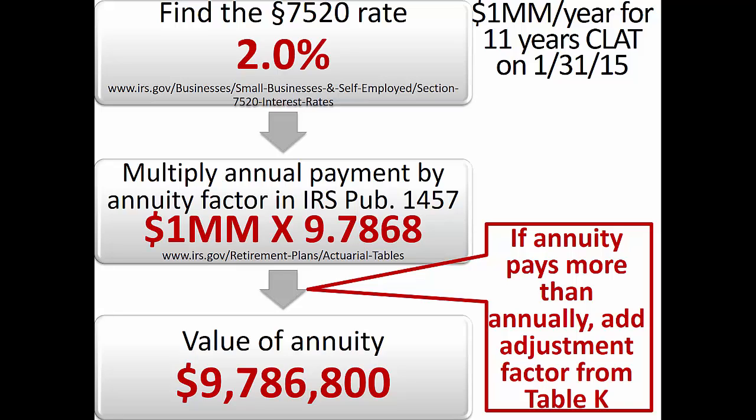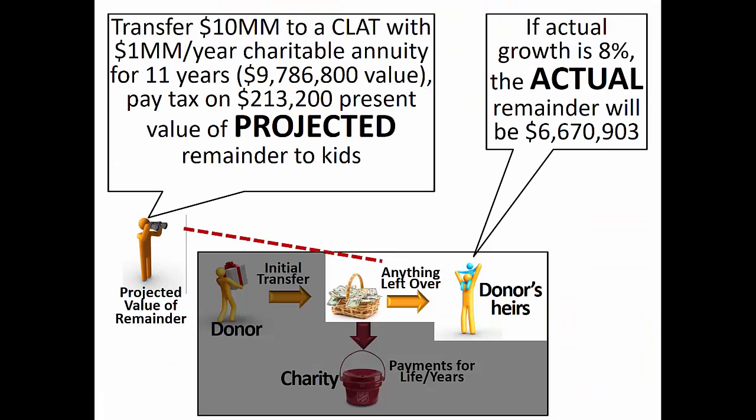For example, if the annuity were paid monthly, still with an initial Section 7520 interest rate of 2.0%, the value of the annuity would be $9,786,800 multiplied by 1.0091, or $9,875,859.88. This adjustment factor of 1.0091 comes from Table K on the previous website, and it varies with the payment frequency and the Section 7520 rate.